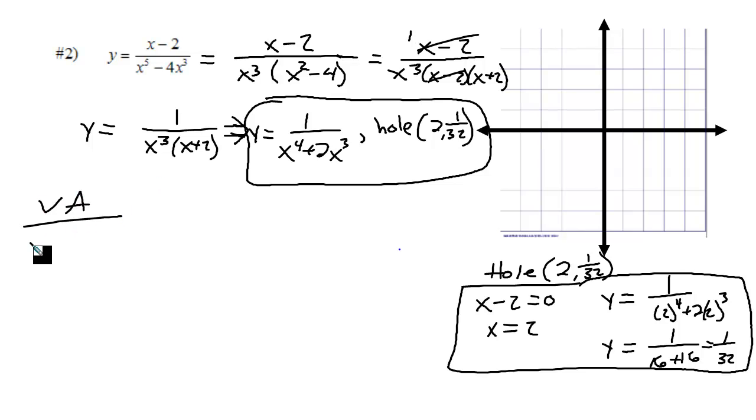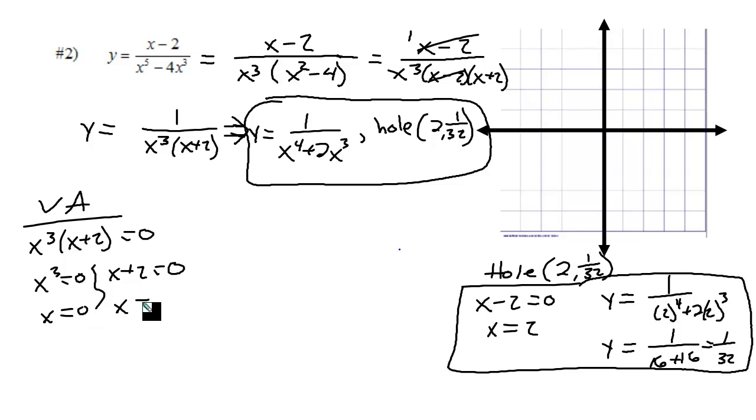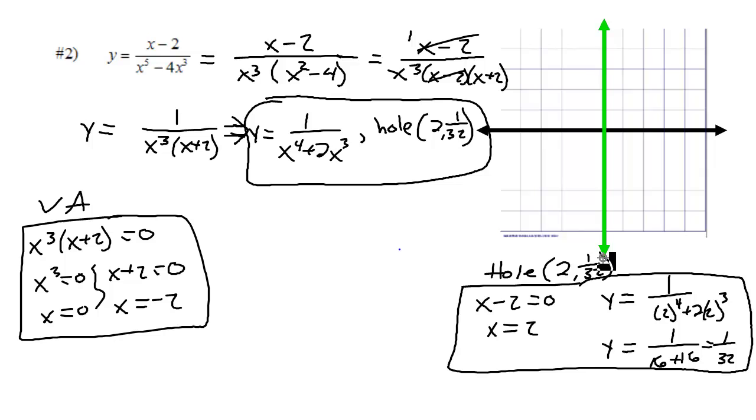Vertical asymptotes, take your denominator. I'm going to use the factored version, set it equal to 0. Set each factor equal to 0. Solve each of those, you get x is 0 and x is -2. Put those on my graph right away. These are supposed to be dashed, so make sure that you dash them.